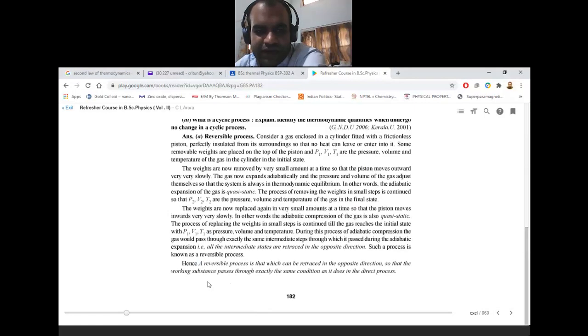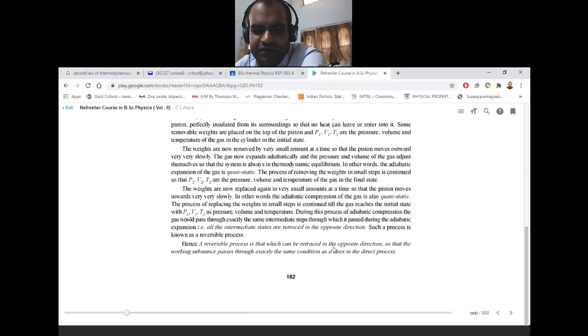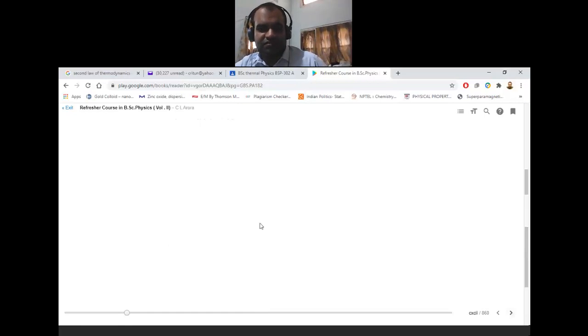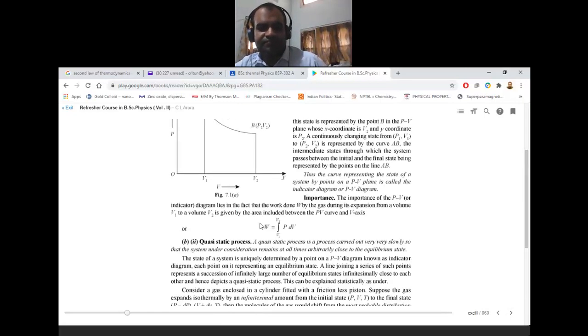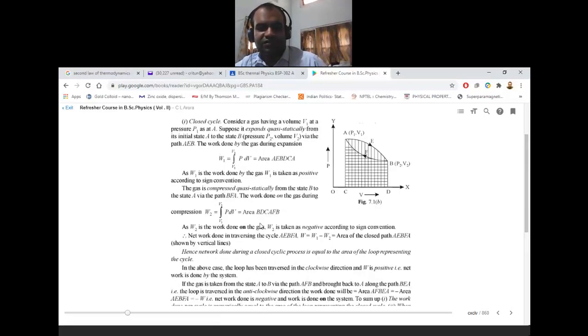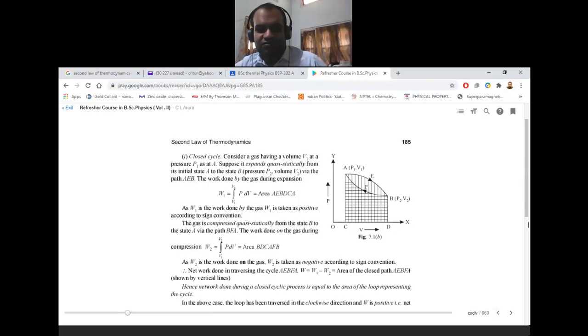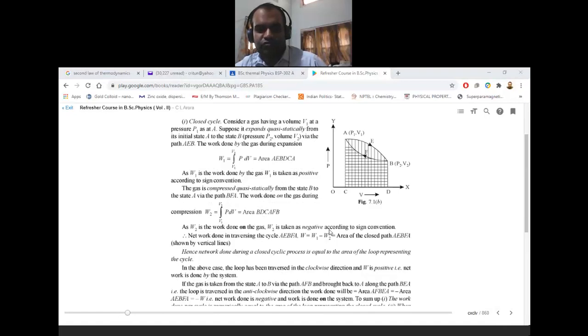A reversible process is that which can be retraced in the opposite direction, so that the working substance passes through exactly the same condition as it does in the direct process. Okay, reversible means, suppose, maybe I will give you some annotation. Maybe it's given somewhere. Yeah, so here what is the topic? Cyclic process. So here this one I can show you.